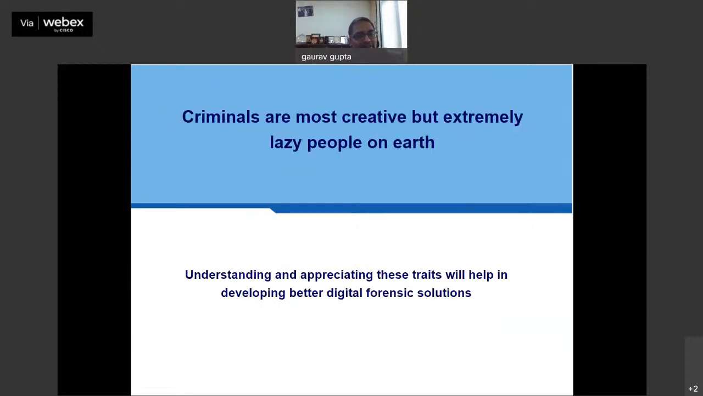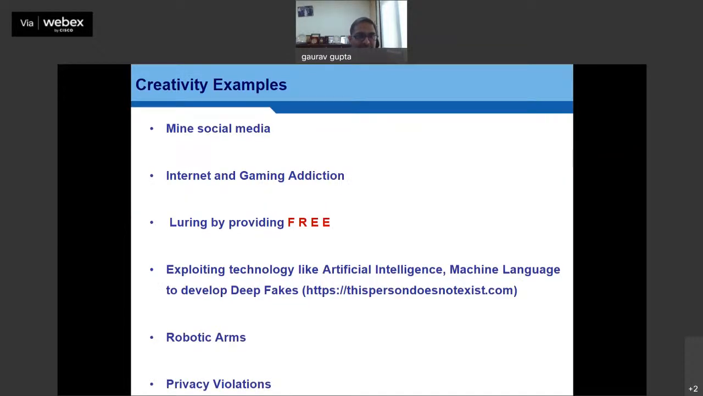So criminals are very, very creative. We will see examples of their creativity, but they are very lazy. They use their techniques multiple times, and that is what can be used against them to develop solutions. Please move on to next.